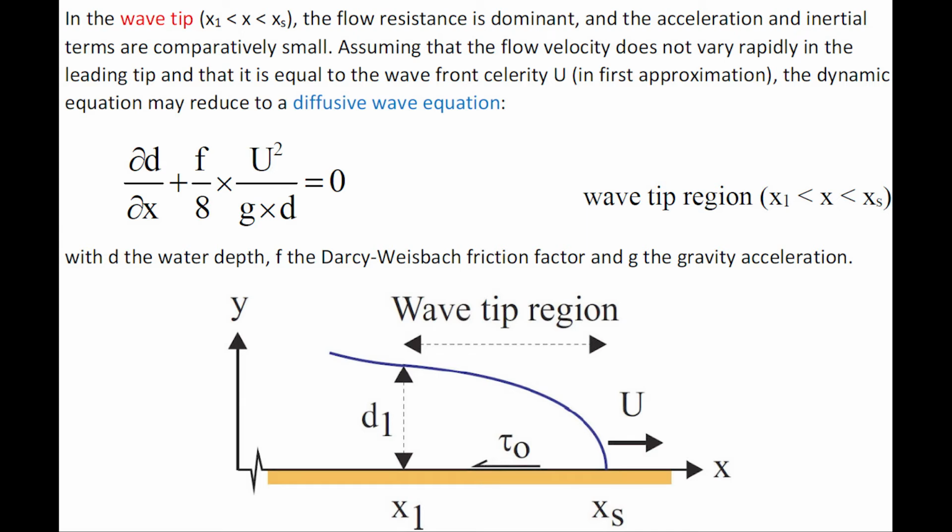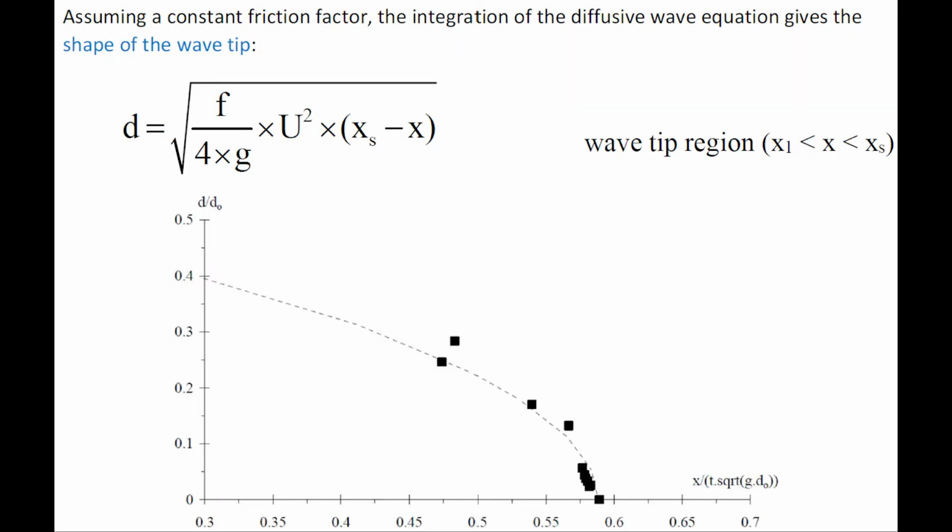In the wave tip, the flow resistance is dominant, the acceleration and inertial terms are small, and assuming that the flow velocity does not vary rapidly in the leading tip and that it is equal to the wave front celerity, the dynamic equation may reduce to a diffusive wave equation, in which f is the Darcy-Weisbach friction factor. Assuming a constant friction factor, the diffusive wave equation gives the shape of the wave tip. The analytical solution has been successfully compared to a number of data, including tsunami front data on this graph.